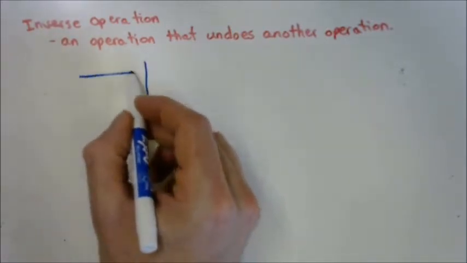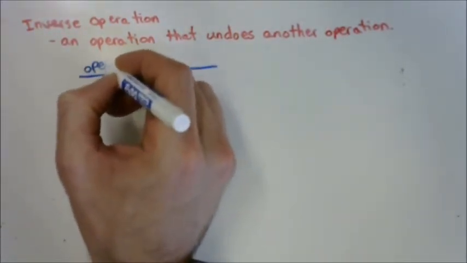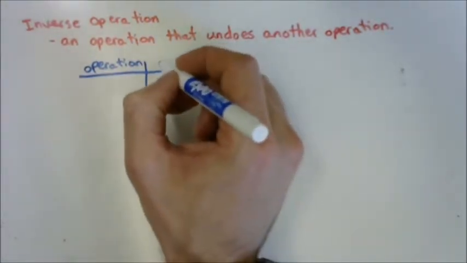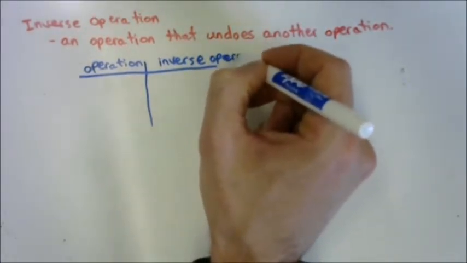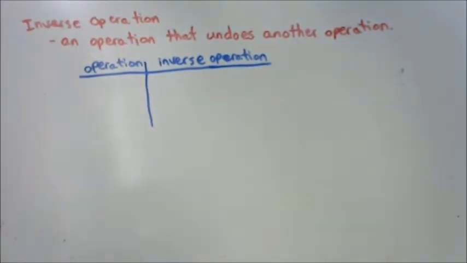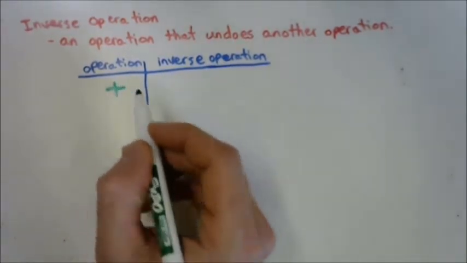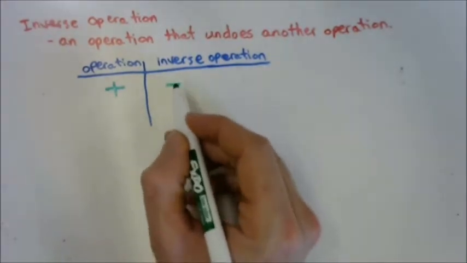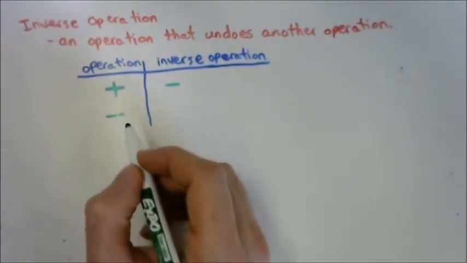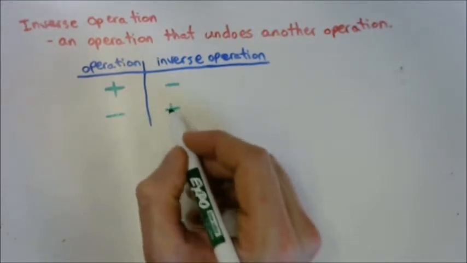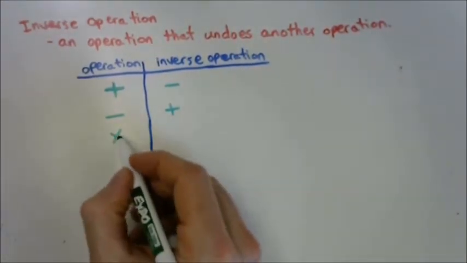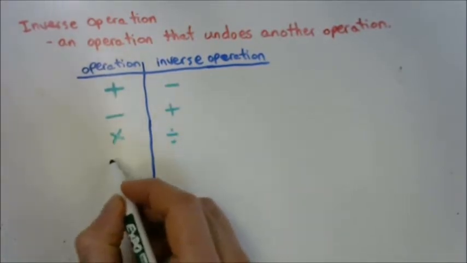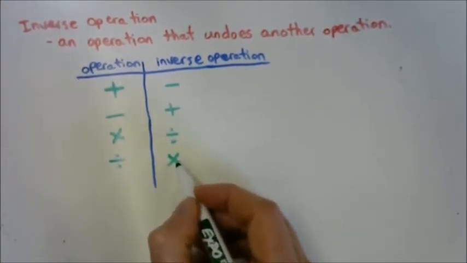Just a small chart. On the left, we're going to have an operation. And on the right, we're going to identify the inverse operation. So on the left, if I write an addition symbol, what's the inverse operation? Subtraction. If I write a subtraction symbol, the inverse operation is addition, because it undoes the original operation. Alright. What about multiplication? What about division? Oh man, you guys are good.